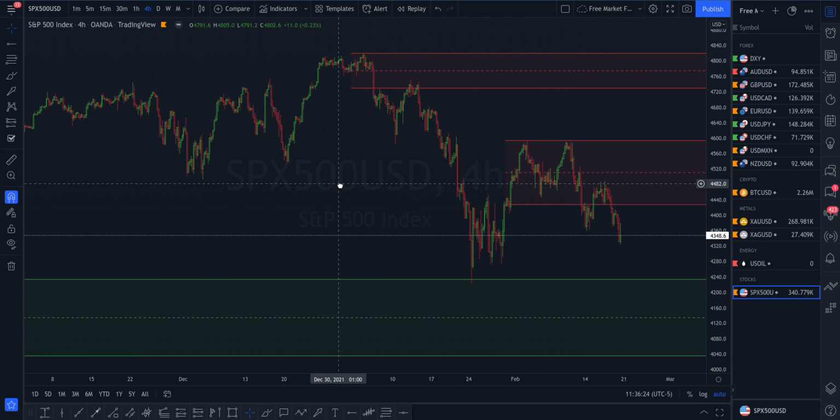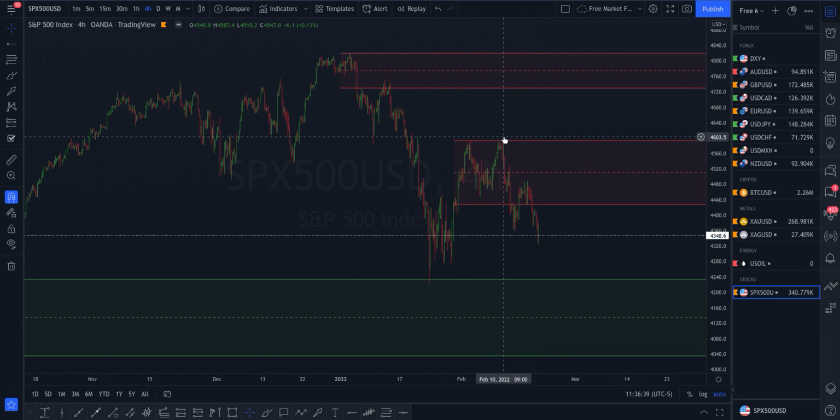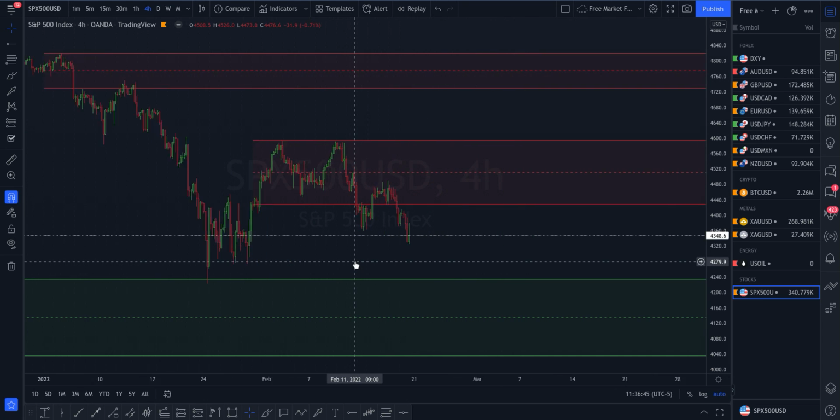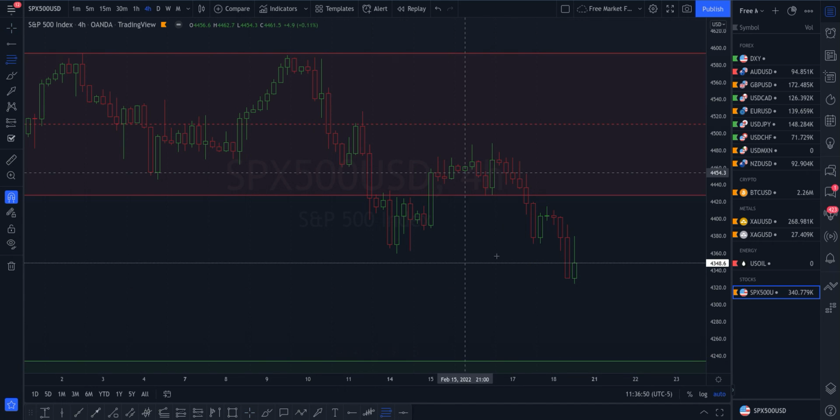structure. Okay, all right, low broken, low broken, low broken, low broken, high broken, high broken. This high was not broken, even gave us a double top. This low was broken, this low was broken, this low was broken. I'm looking for sales, guys. I'm looking for sales. All right, let's take a look.